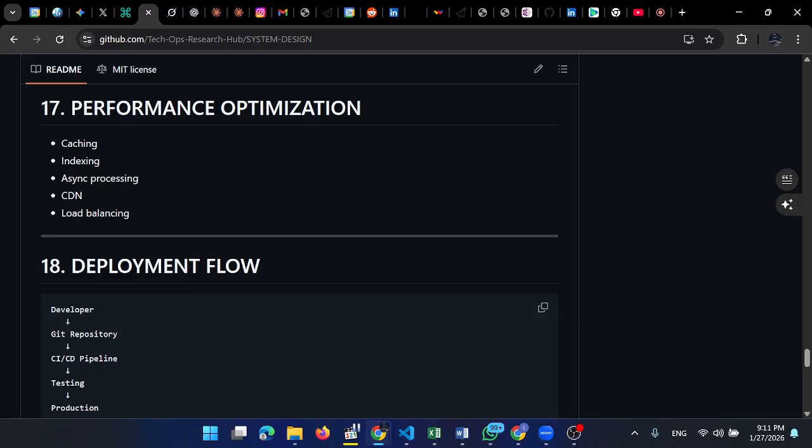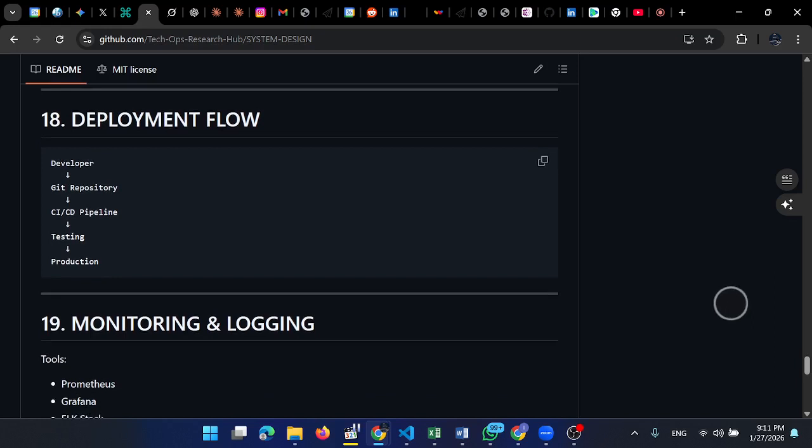One is through caching. Two is through indexing. Three is through async processing. Four is through CDN. And lastly, it's through load balancing. So that's how you get to do performance optimization, which is also very, very important.